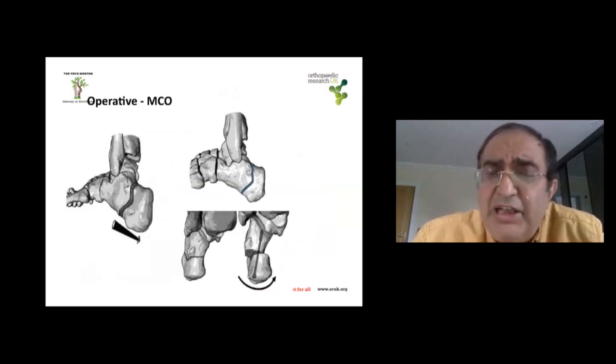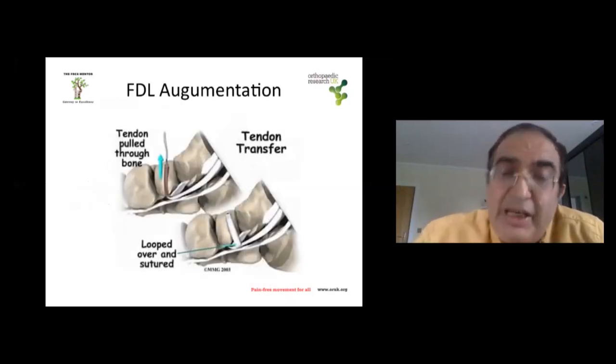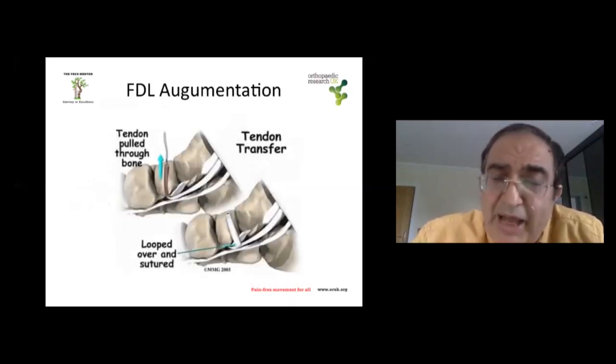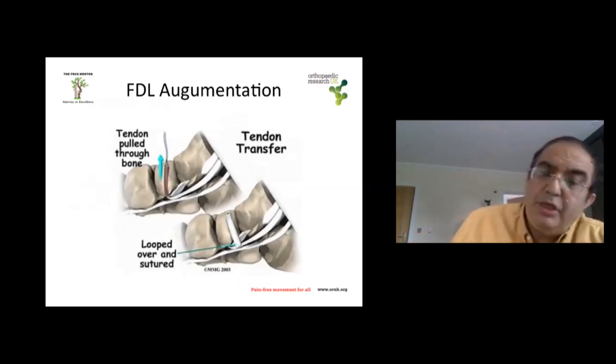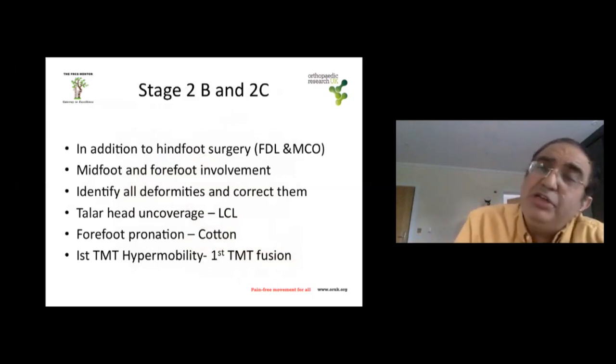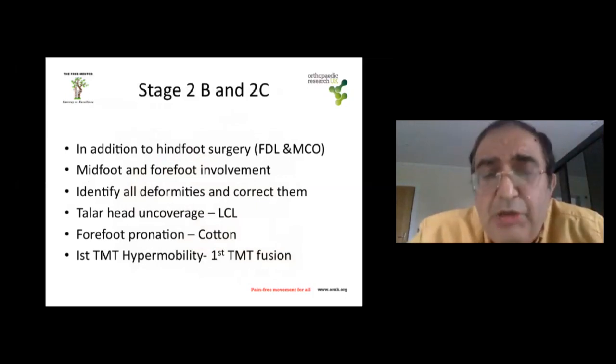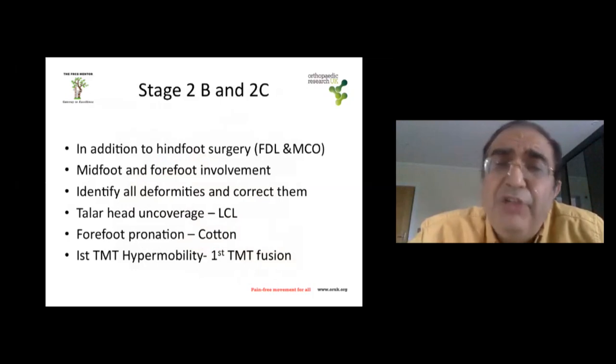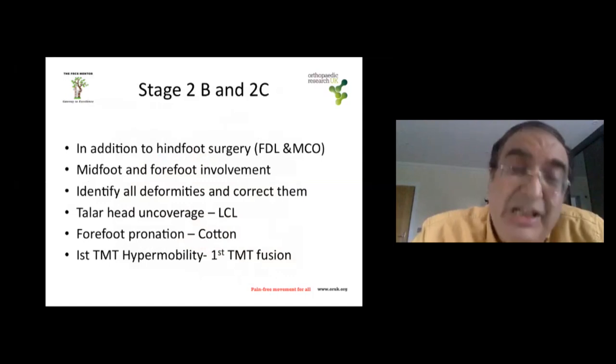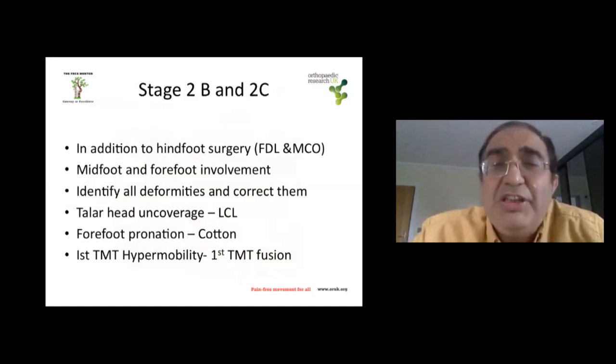You're shifting the calcaneum medially to correct the hindfoot valgus, and you're also using the FDL tendon. We are routing it from the navicular, from plantar to dorsal, to augment the tib post. Stage 2B, because there is a midfoot abduction, you need to correct the midfoot abduction along with the hindfoot deformity. So there you can do a lateral column lengthening. And in stage 2C, because there is also a first TMT hypermobility, you can do a plantar flexion or a dorsal open wedge osteotomy of the medial cuneiform.